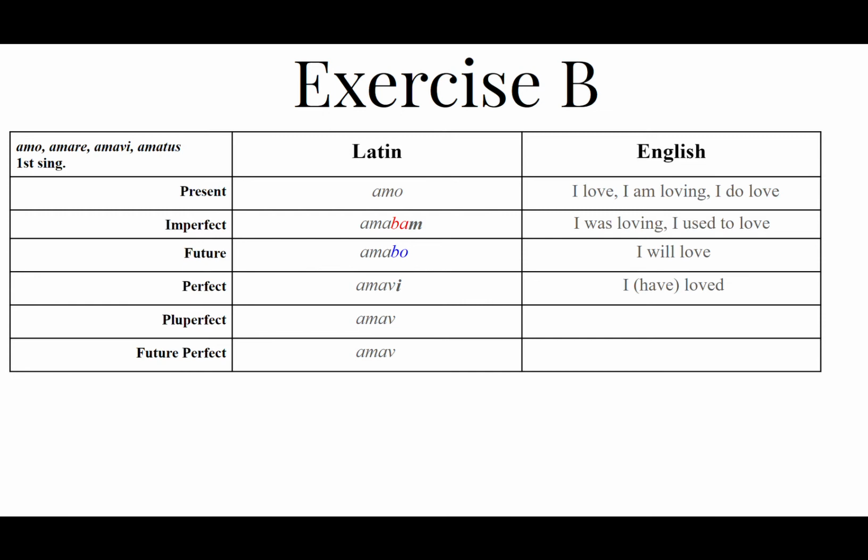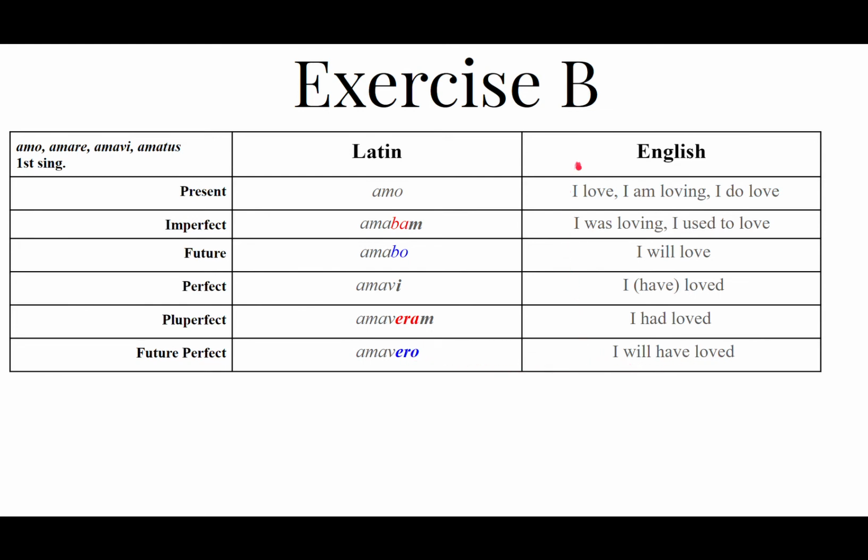Oh well. The pluperfect tense marker is era, so add eram. I had loved. And the helping verb is always had. And the future perfect: ero, eris, erit, erimus, eritis, erunt. We have amavero, I will have loved.